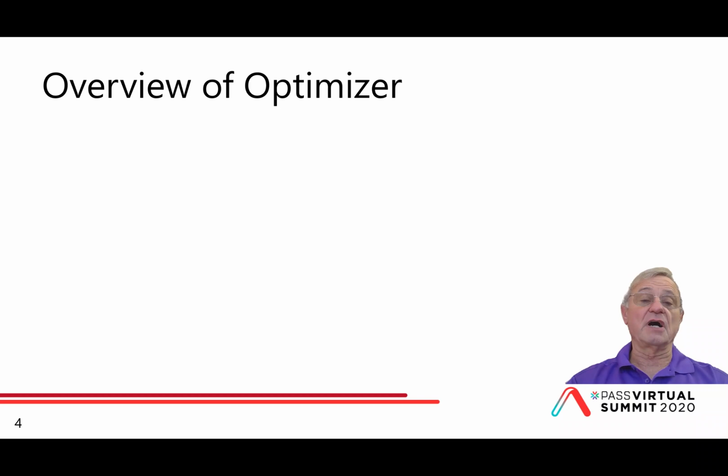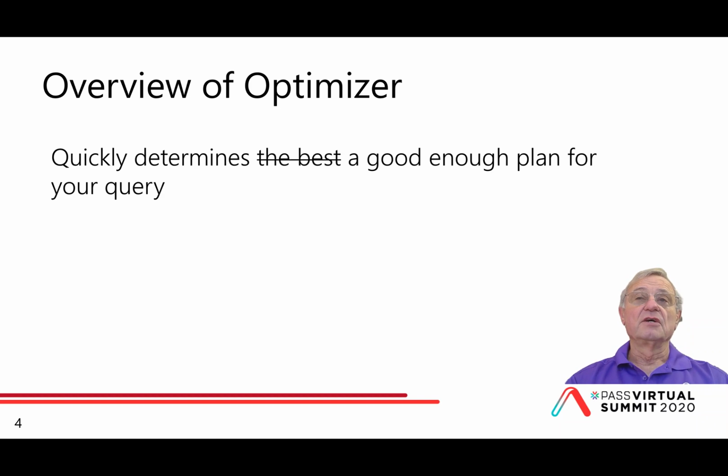So an overview of the optimizer. What does the optimizer do? When you submit a query, it's the optimizer's job to come up with a plan, a step-by-step method to actually execute that query. You'll hear people say a lot that it comes up with the best plan, and I very deliberately noted that in my slide deck here. It is not necessarily the best plan, and this is how it works.